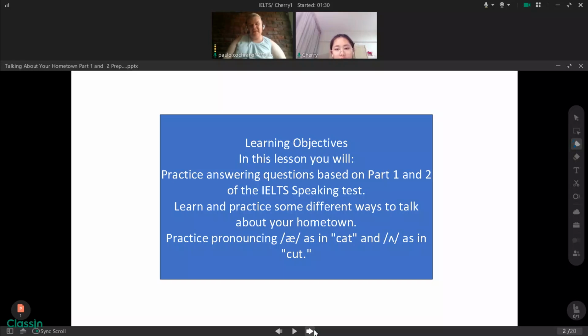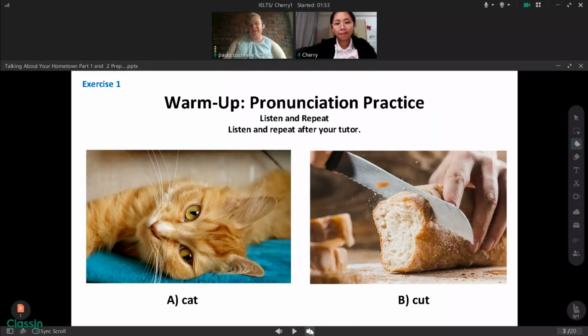So, in this lesson, we'll practice answering questions based on the part 1 and 2 of the IELTS speaking test. We'll learn and practice some different ways to talk about your hometown, and we'll be practicing a as in cat and a as in cut. So there is a difference in pronunciation. All right, so with that, let's begin.